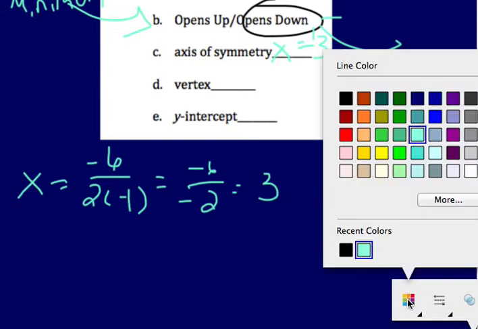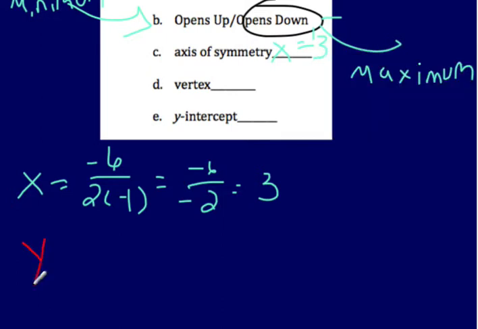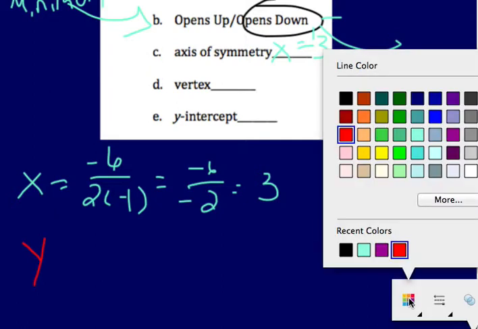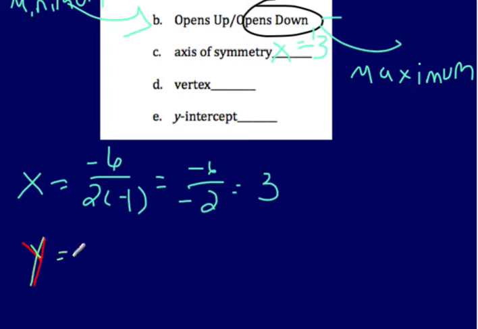In order to calculate the vertex, I'm going to plug in that 3 wherever I see an x in my original equation. So I had y equals -x squared plus 6x plus 4. I'm going to put that in. When I do the negative sign, I want to make sure I put it on the outside of my 3. Wherever the x is, I'm substituting in parentheses 3 in place of the x. Anything surrounding the x is going to stay the same.